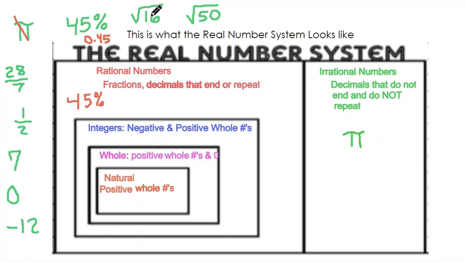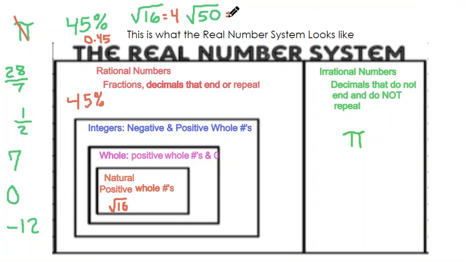Right? Square root of 16. If I put that in my calculator, square root of 16 equals 4. Well, 4 is a positive whole number. This positive whole number is a natural number. So the square root of 16 gives me 4, and 4 is a natural number.